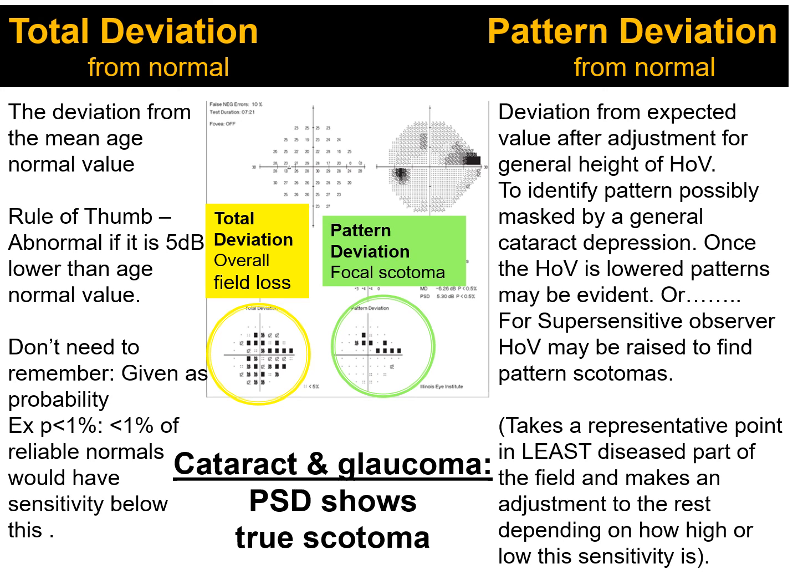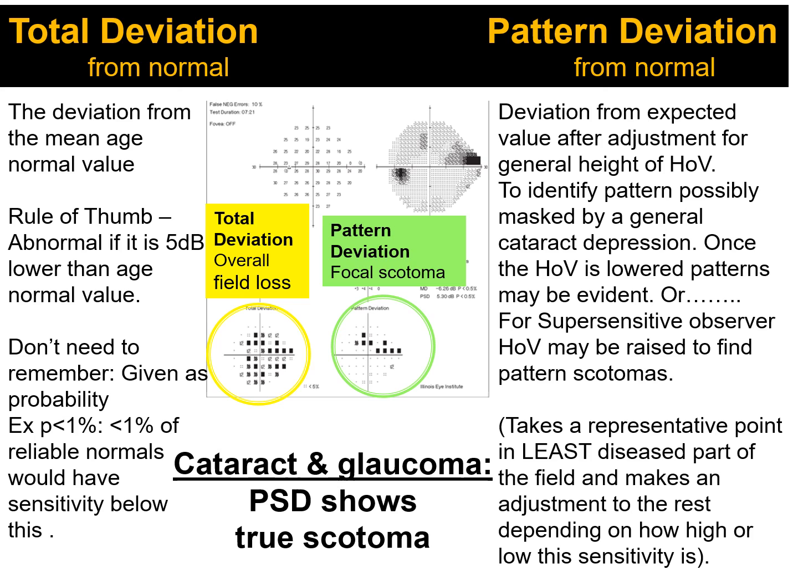So further down the sheet, we have total deviation and pattern deviation. So the total deviation is the deviation from the age normal. As a general rule of thumb, if it's 5 decibels lower than the age normal value, then it's statistically more likely to be abnormal. You don't have to remember that. It'll give you a feed out in the bottom right hand corner. The pattern deviation from normal is the deviation of the expected value after adjustment from the general height of the hill of vision. And this is really clever stuff.